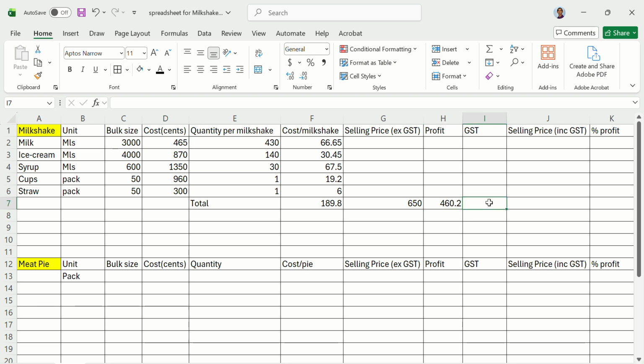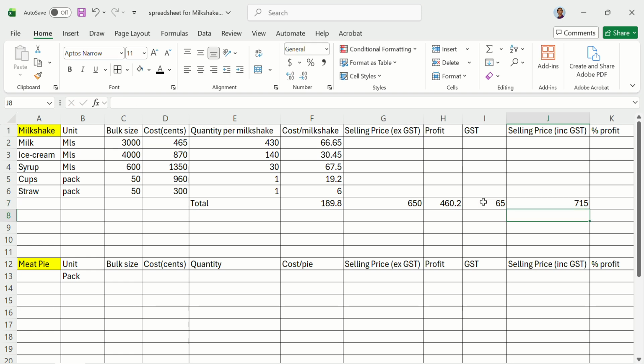Now we'll calculate GST on the selling price. GST is 10%, so we can just go 0.1, which is 10 over 100, times the selling price. And so I know GST is 65. Okay. Then we want to know what the selling price is including GST. So we'll just add GST onto the selling price. So we'll go equals selling price plus GST.